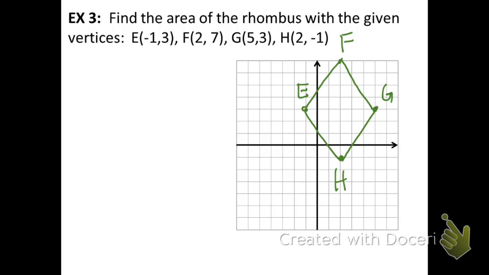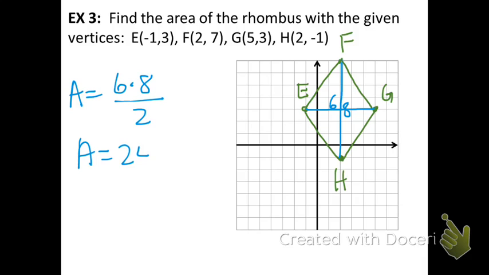On example 3, I've already graphed it here, and it asks us to find the area of a rhombus. To find the area of the rhombus, you need to know the lengths of the diagonals. So, we've got a diagonal there and the diagonal here. From E to G, we can just count that. That's a 6. And then from F to H, again, we can count that. And that's 8. So to find the area, we take half, or divide by 2, of diagonal 1 times diagonal 2. So our area is 24 units squared.